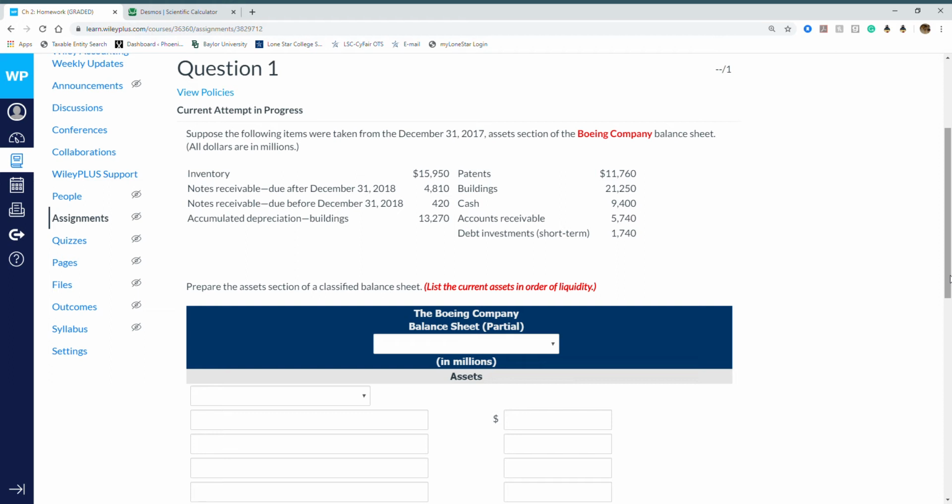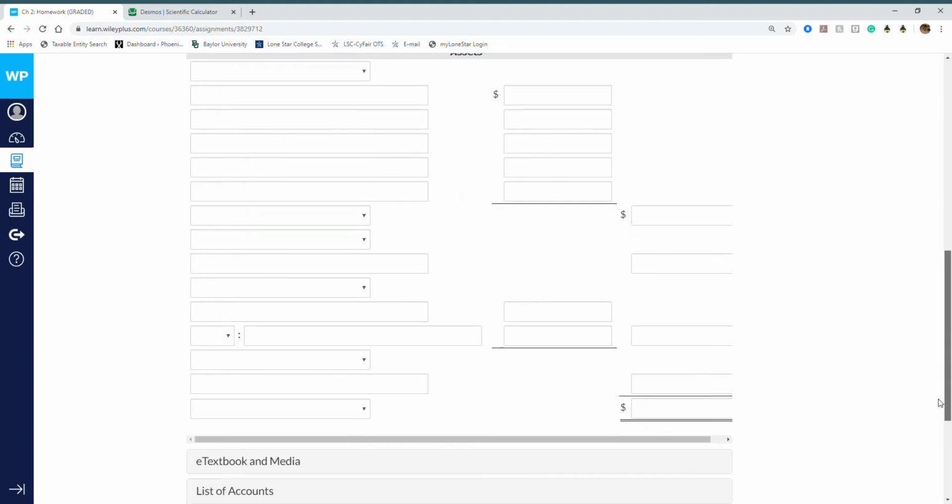So, question number 1. Suppose the following items are taken from the December 31st, 2017, asset section of Boeing's balance sheet. Now again, they really do use these numbers, so it's actually pretty cool. So all we're doing is a classified balance sheet. First off, again, this is only a partial, as it's telling you, because we don't have everything. Again, balance sheets are always specifically dated.